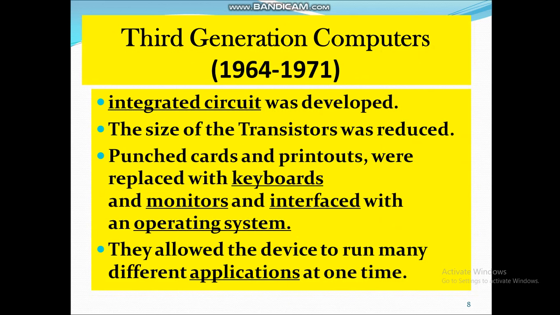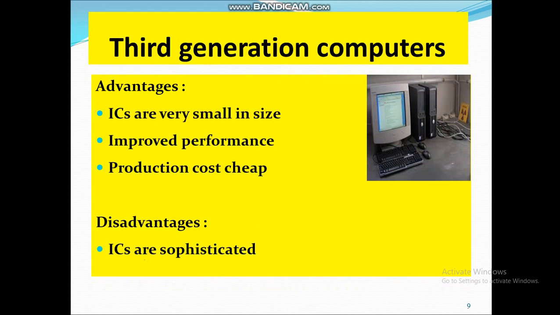Now let's come to the third generation computers, which started in 1964 and remained up to 1971. Number 1, the integrated circuit was developed. We also call it IC. Number 2, the size of the transistors was reduced. Number 3, punched cards and printouts were replaced with keyboards and monitors and interfaced with an operating system. And number 4, they allowed the device to run many different applications at one time.